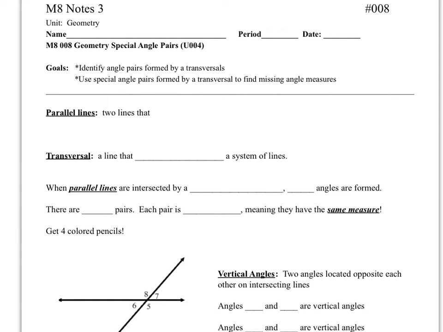Today we're focusing on special angle pairs that are formed by a transversal. So we first have to investigate what a transversal is and why it's special. First, parallel lines are two lines that never intersect. And a transversal is a line that intersects a system of lines. Just remember that a system is when you have two or more lines.